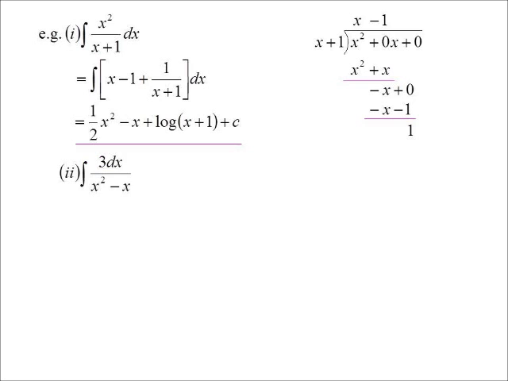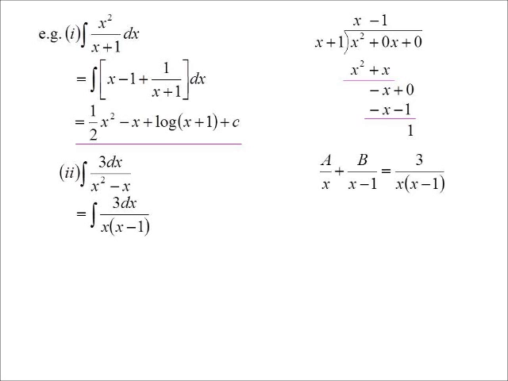This one, a little bit more work. I don't have to do a polynomial division because I've got a constant on top, but I do need to factorise the denominator. So I've got x and I've got x minus 1. We want to break that back into the addition of 2 fractions. So one fraction will be A over x, the other fraction will be B over x minus 1. And we know that when we add these things together, we get 3 over x(x minus 1).